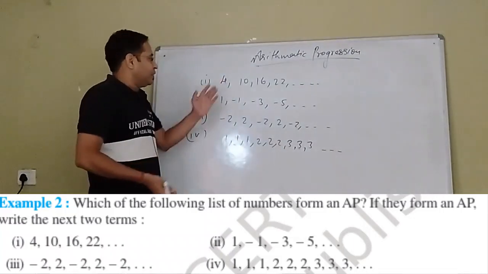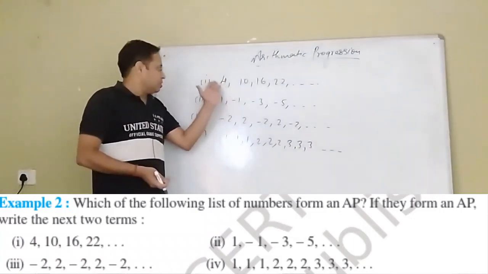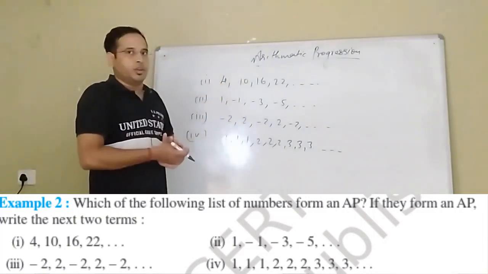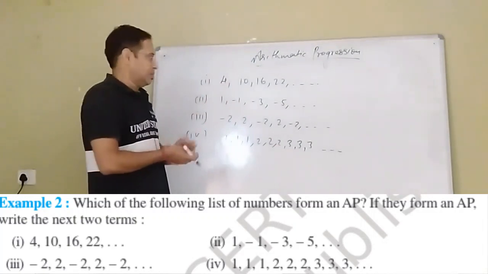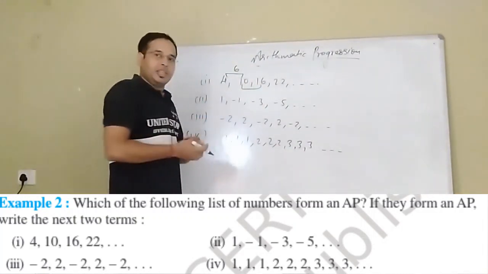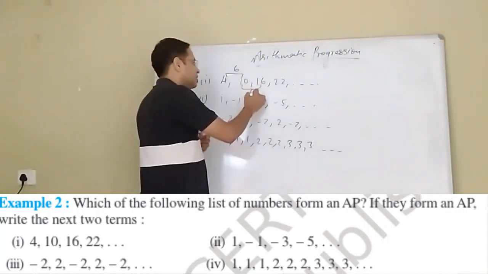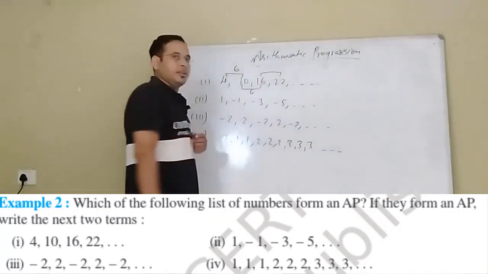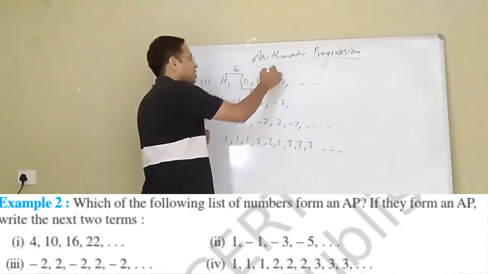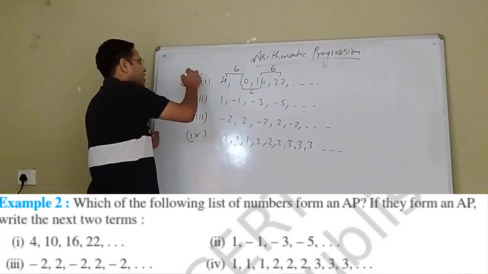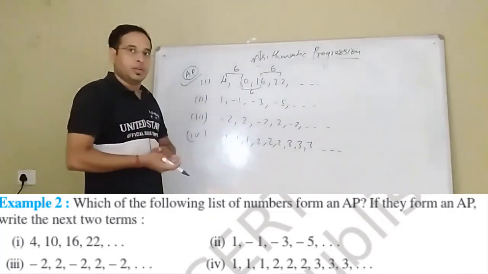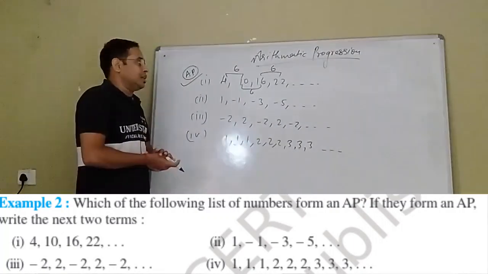Now you please tell me whether these sequences are in AP or not. So let's see the first one. 10 minus 4 gives you what? 10 minus 4 is 6. Here the difference is 6. 16 minus 10 is again 6. Then 22 minus 16, how much will you get? Again 6. Therefore, this first one is an AP. Arithmetic progression, not Akhilesh Pandey.